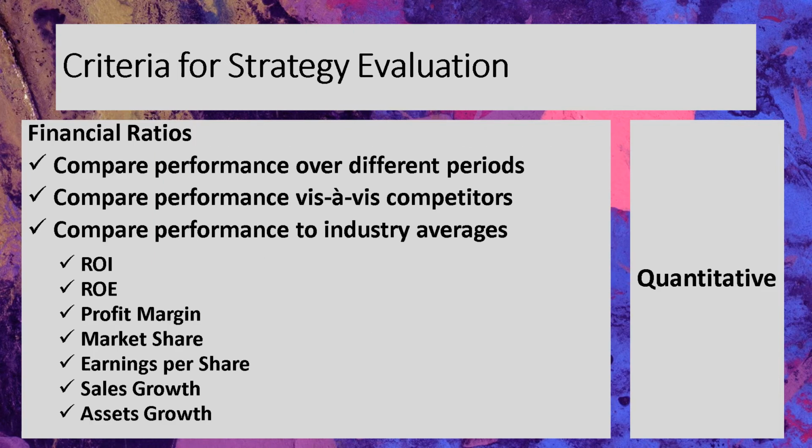Quantitative criteria. Commonly used to evaluate strategies are financial ratios, which strategists use to make three critical comparisons: comparing the firm's performance over different time periods, comparing the firm's performance to competitors, and comparing the firm's performance to industry averages. So key financial ratios for measuring organizational performance are the following: return on investment or ROI, return on equity or ROE, profit margin, market share, debt to equity, earnings per share, sales growth, and asset growth.